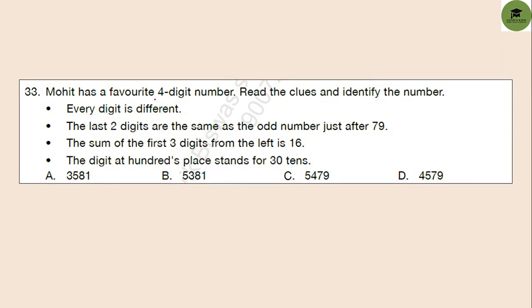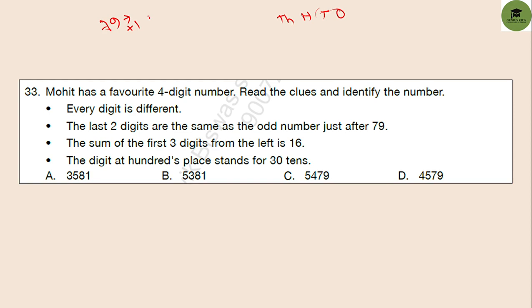Mohit has a favorite 4-digit number. Read the clues and identify the number. Every digit is different, so all the 4 digits are different. Last 2 digits are the same as the odd number just after 79. Last 2 digits means these 2 digits. Now what is the odd number just after 79?